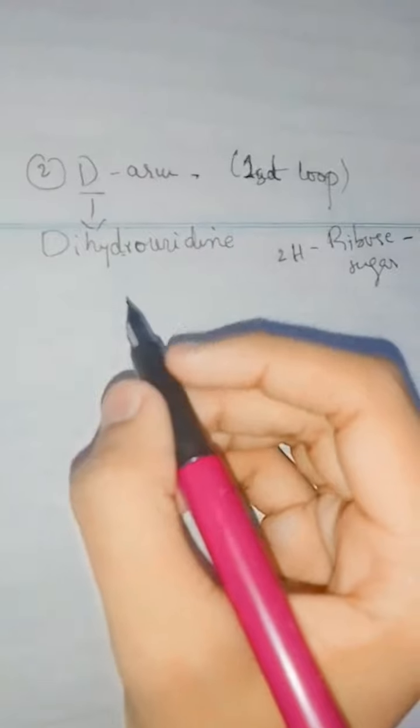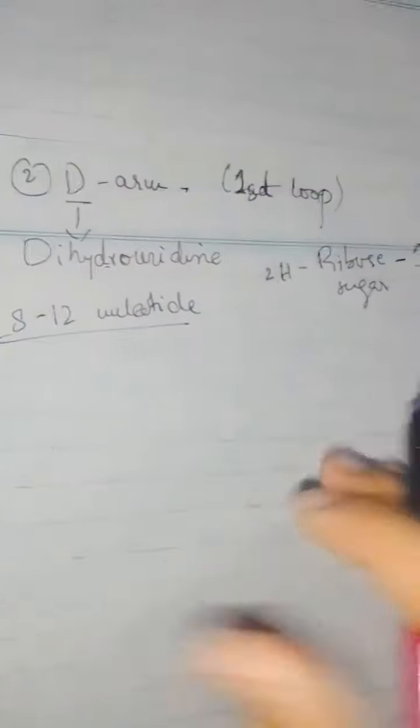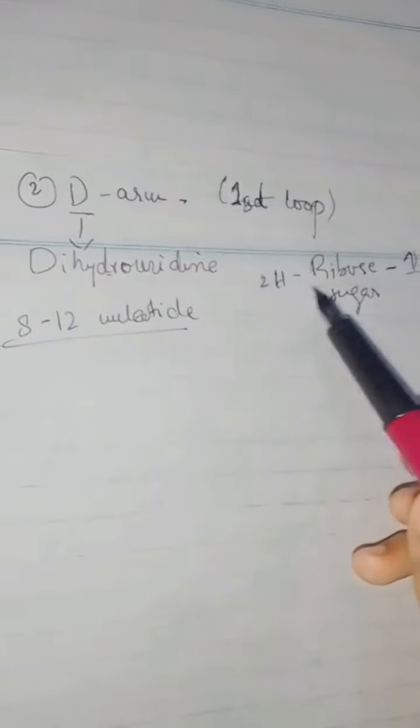The loop basically consists of 8 to 12 nucleotides. As I said, it has 1 uracil, that is the nitrogen base, in the arm, and 2 hydrogens attached with the ribose sugar. That is why it is known as dihydrouridine.